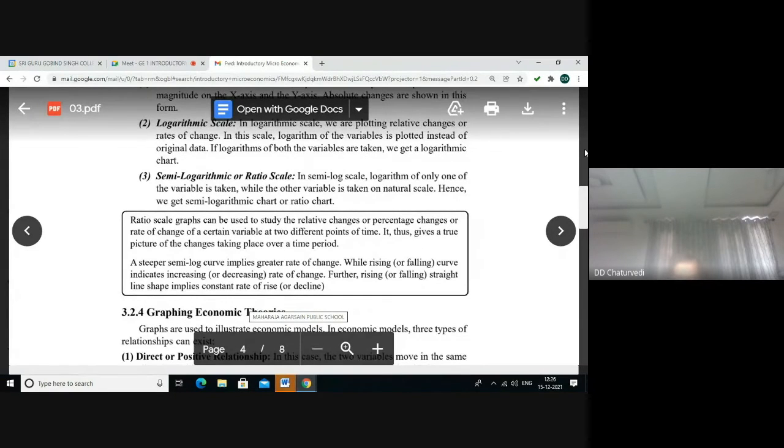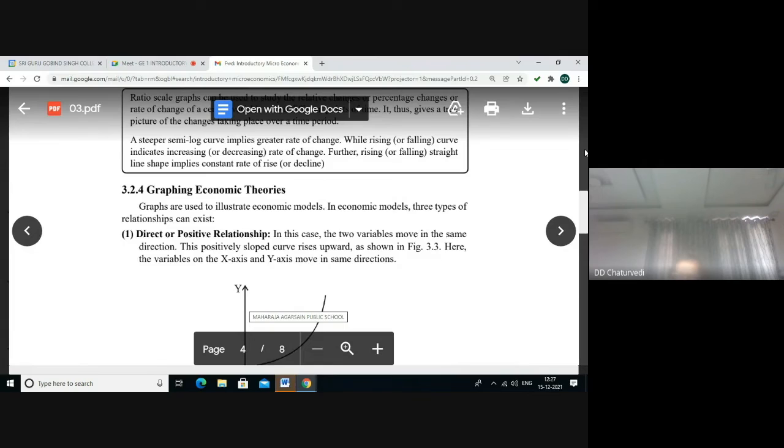A steeper semi-log curve will imply greater rate of change, while a rising or falling curve will indicate increasing or decreasing rate of change. Further, a rising or falling straight line shape will imply constant rate of rise or decline, as the case may be.